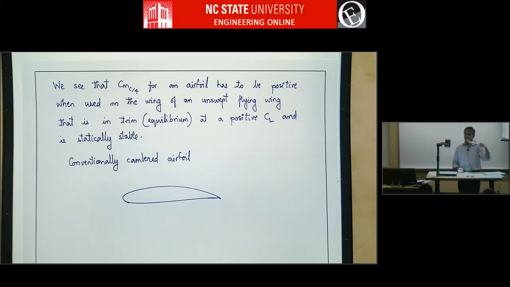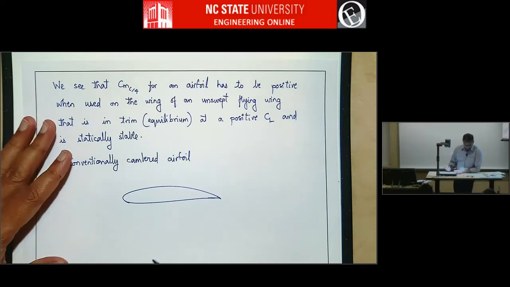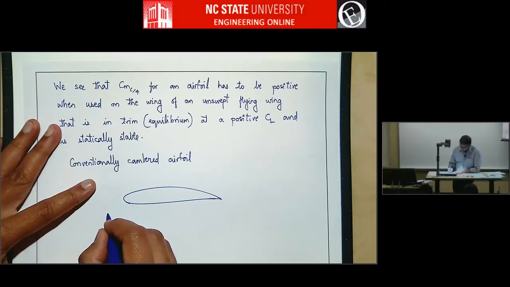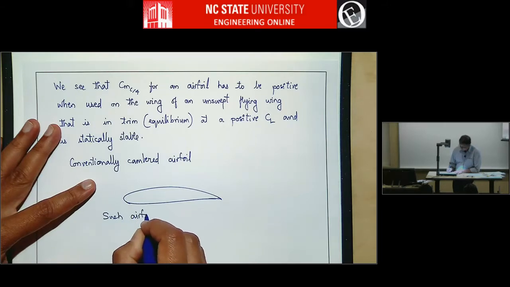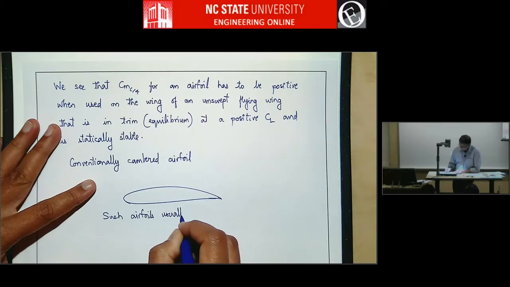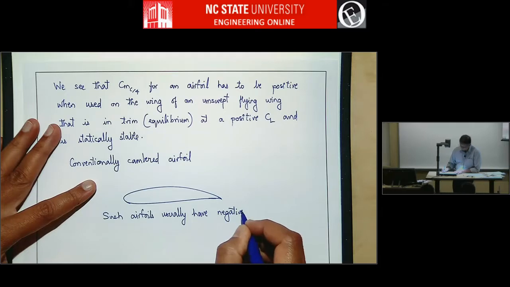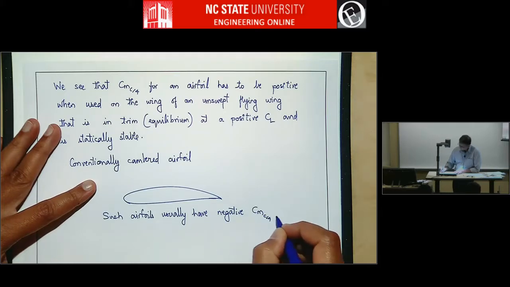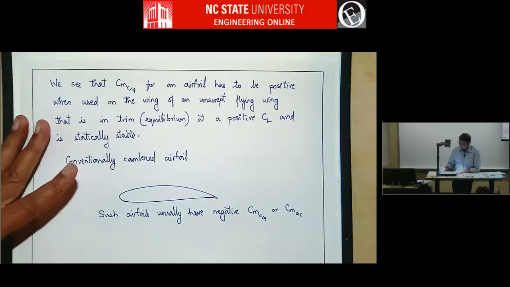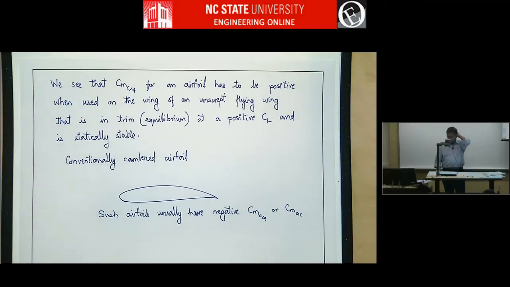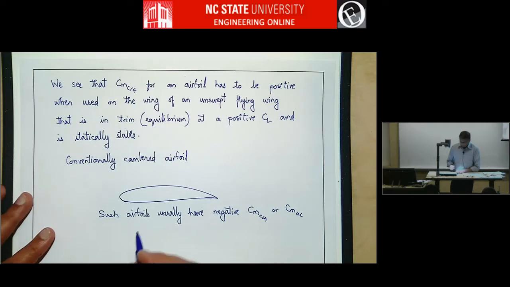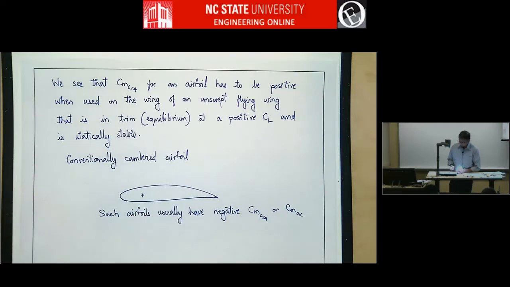So if you take an airplane like this, the airfoil pitching moment will be negative. CMc/4, or in other words, CMac is negative. So you cannot use an airfoil like this for the situation we are talking about because we want positive pitching moment. We're talking about pitching moment about the quarter chord, which is the aerodynamic center.